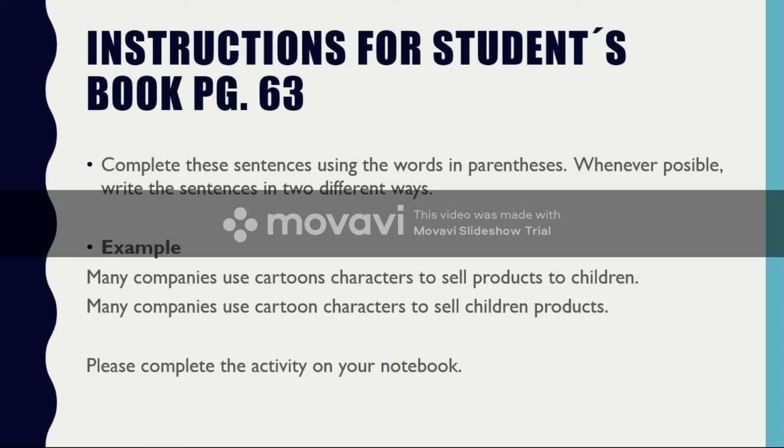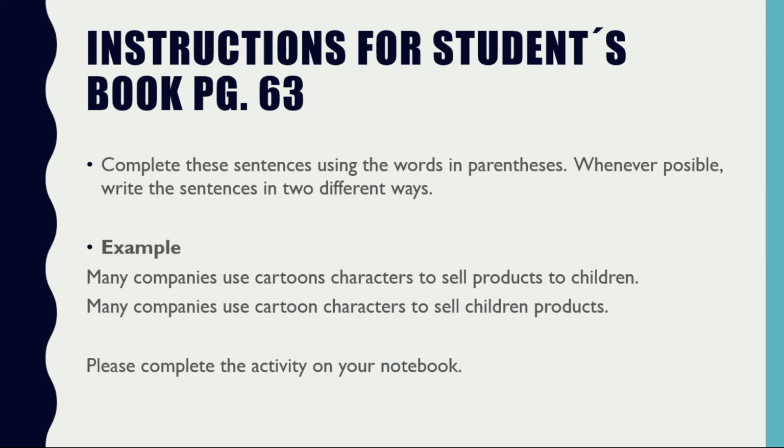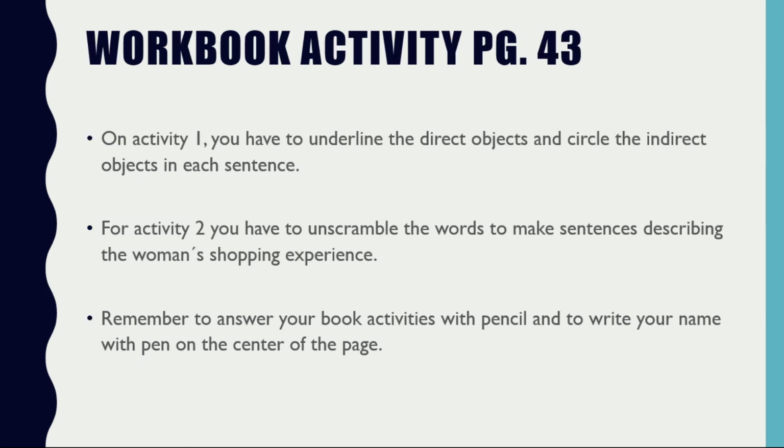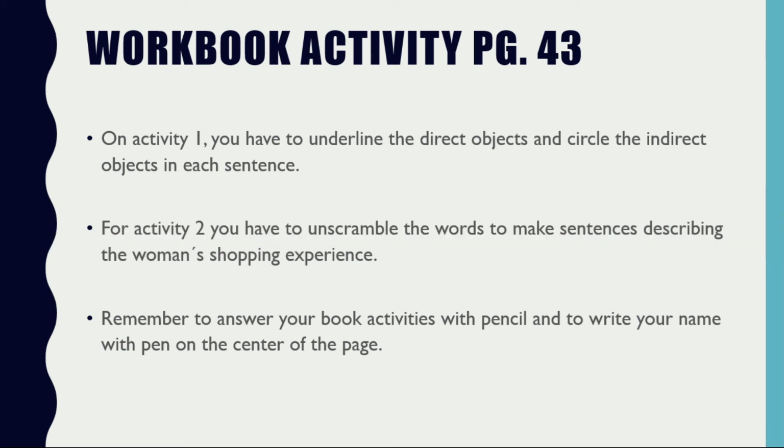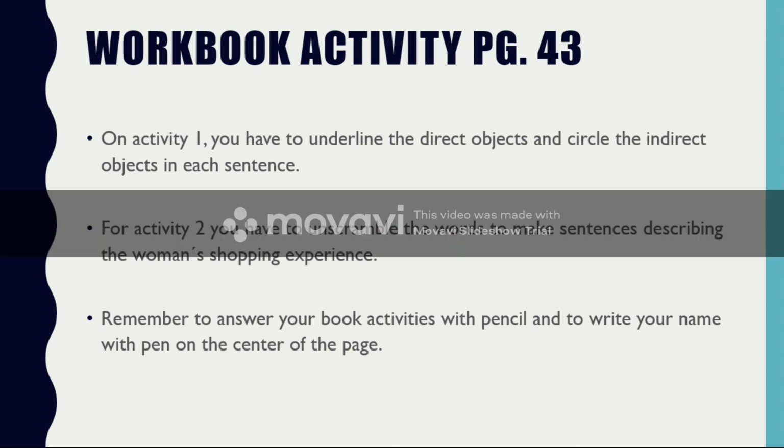This activity should be completed in your notebook, and you have to write your name with pen. Once you finish your student's book activity, you will go to your workbook and answer page 43, activities 1 and 2. In activity 1, you have to underline the direct objects and circle the indirect objects in each sentence. In activity 2, you have to unscramble the words to make sentences describing the woman's shopping experience. Remember to answer your book activities with pencil and to write your name with pen in the center of the page.